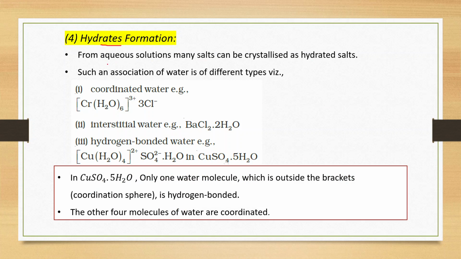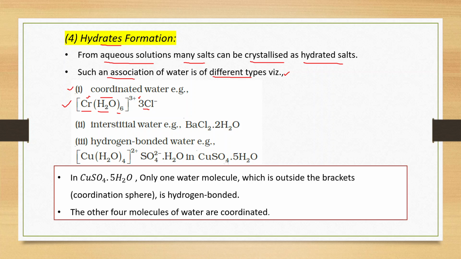Hydrates formation. From aqueous solutions, many salts can be crystallized as hydrated salts. Such association of water is of different types, namely coordinated water. For example, [Cr(H2O)6]3+ 3Cl minus. Actually, this compound is a coordination compound, and in this case, these water molecules are coordinated, bonded with this chromium.